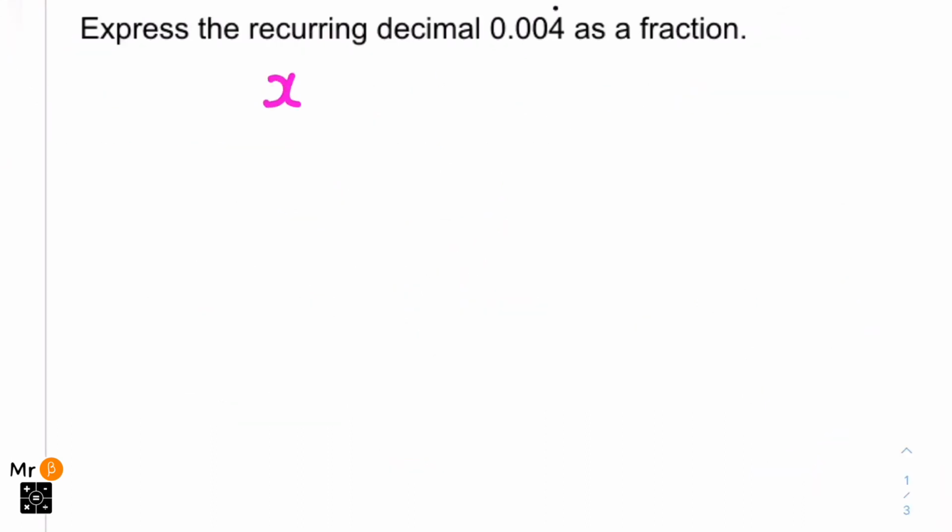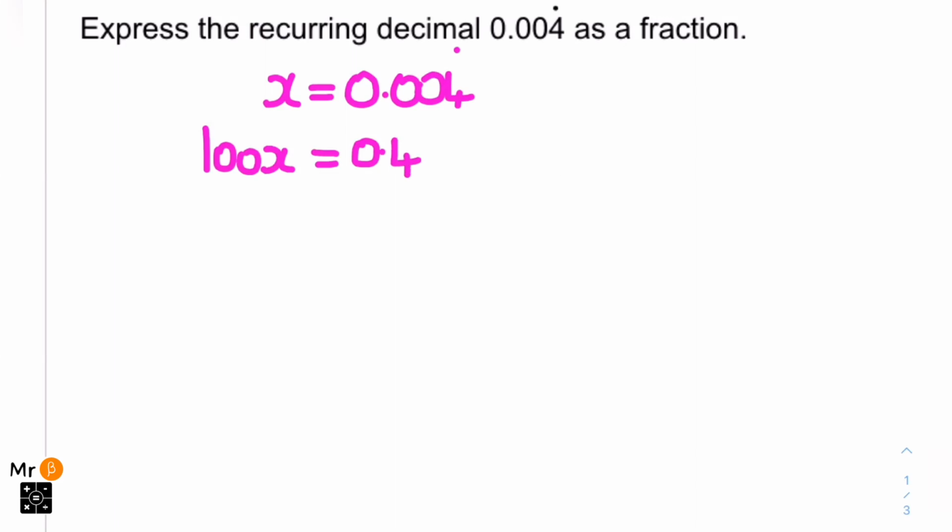Our next question, we've got x is equal to 0.004 recurring. If your recurring part is not next to your decimal, this isn't your starting position. So what we're going to do straight away is multiply our decimal by 100. That leaves us with 0.4 recurring. So now I'm going to cross out my original one because we've just worked out our starting point, and that's 100x because we've got a recurring decimal lined up to our decimal place.